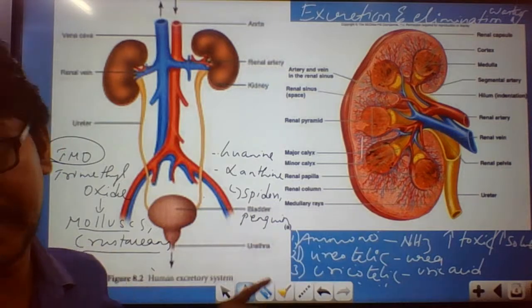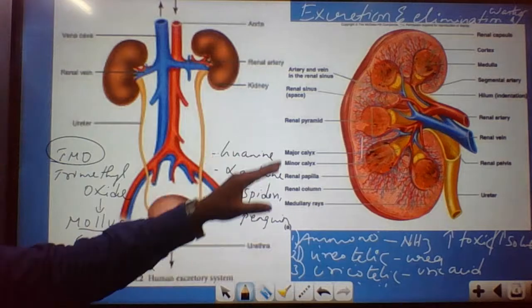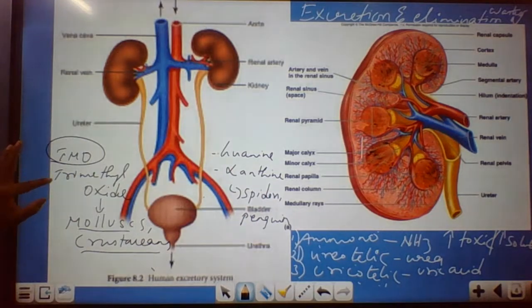So in this area you can expect any one particular question, either from the aminotelic nitrogenous waste, or guanine xanthine, or trimethyl oxide. From this area also you can expect a question. Creatinine.